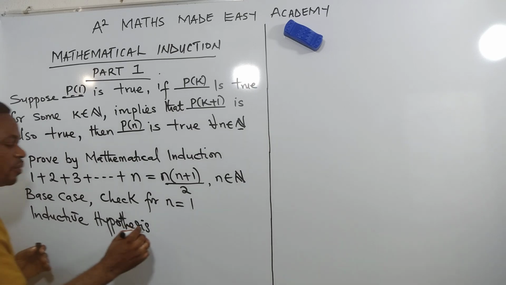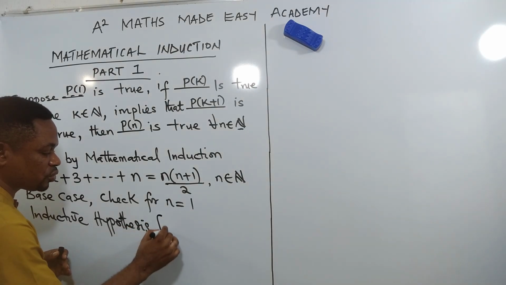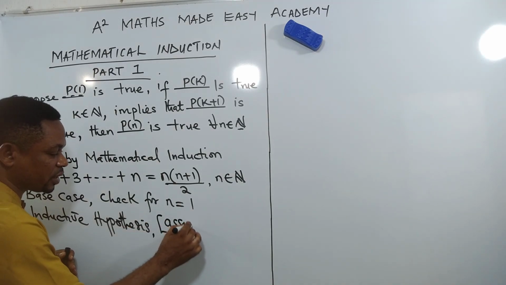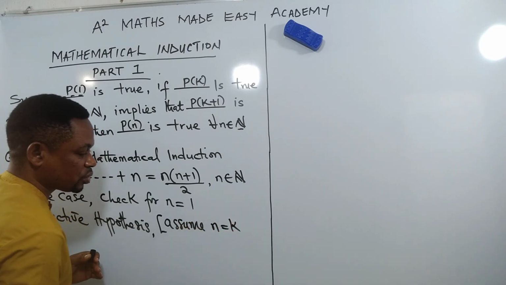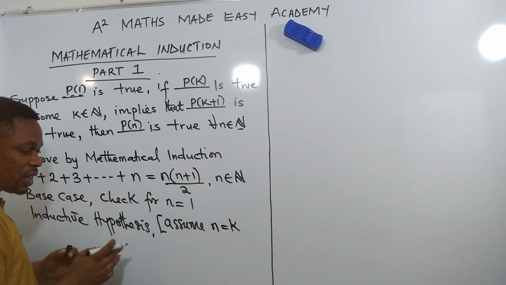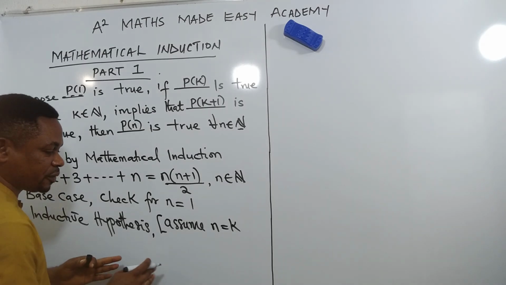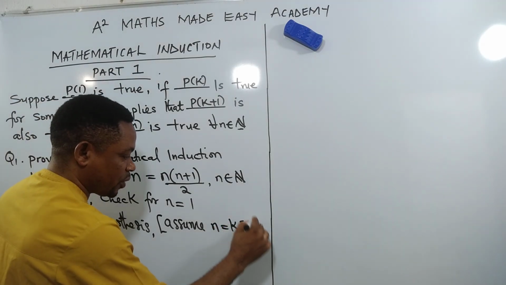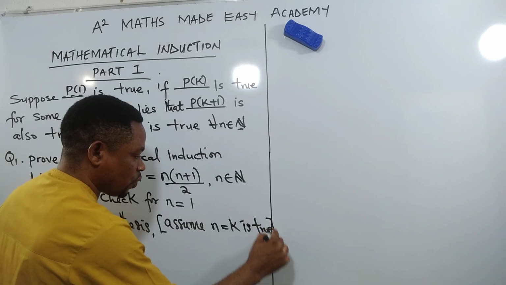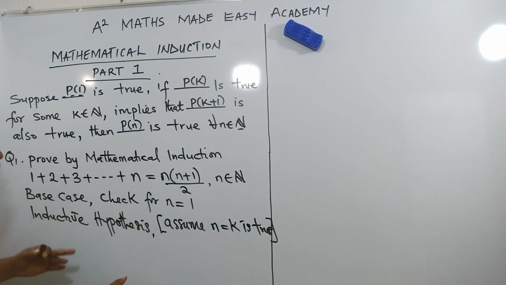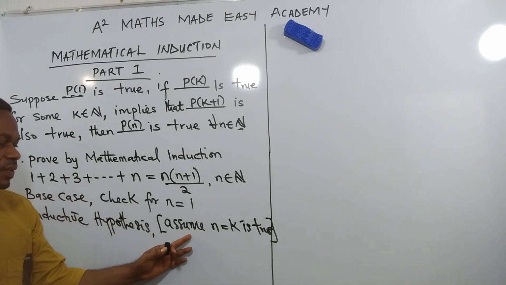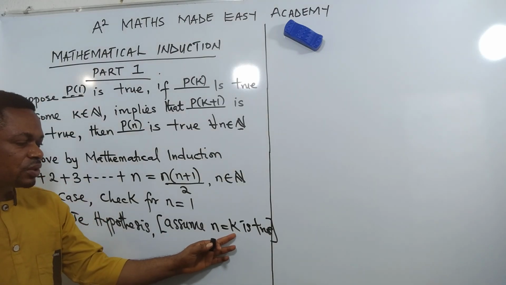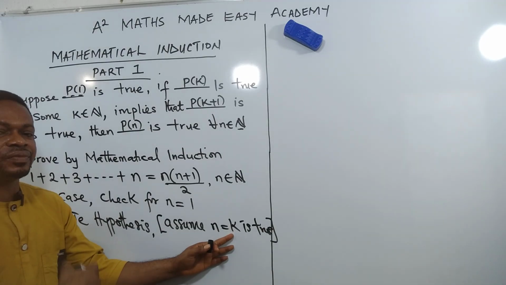The inductive hypothesis is for you to assume that n is equal to K is true. Am I communicating? So, what does it imply? You go back to the sequence or the series. Anywhere you encounter n, put K, on both the left and the right.